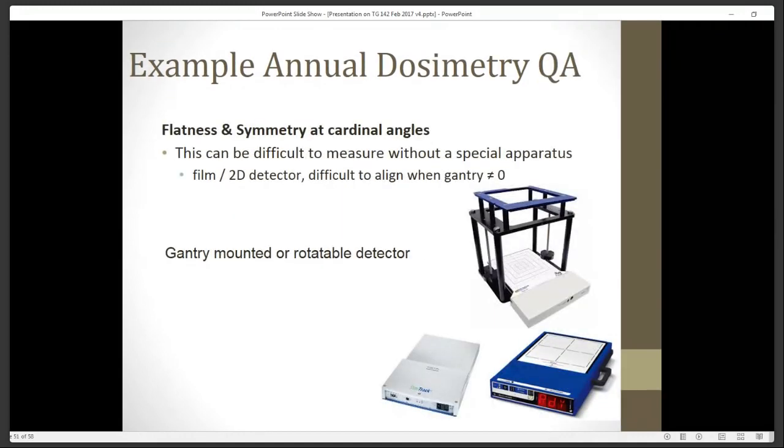And one thing to note is that if you're already going to use some sort of a gantry mounted detector, then you can maybe do those at the same time, because it's also recommended to do flatness and symmetry at cardinal angles.